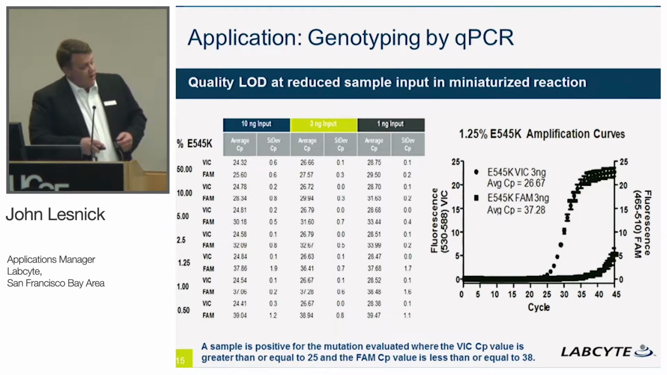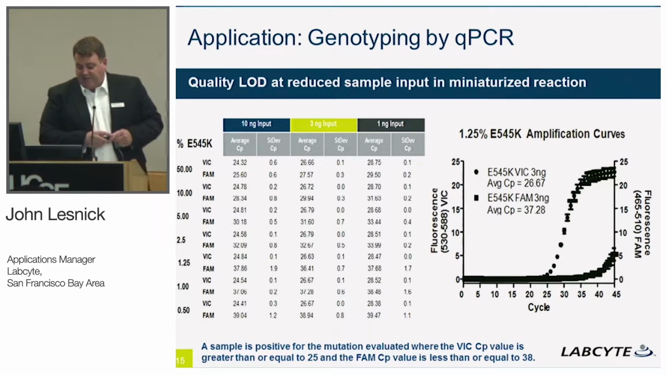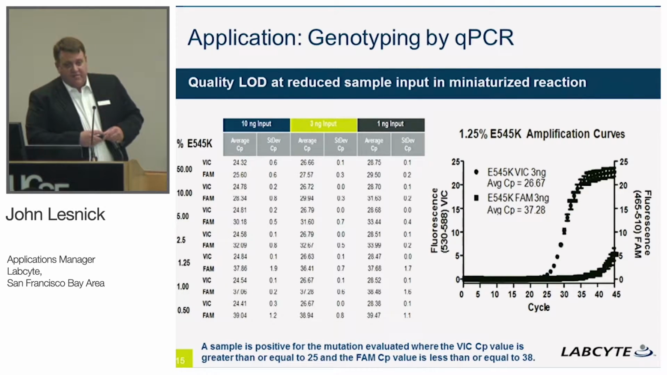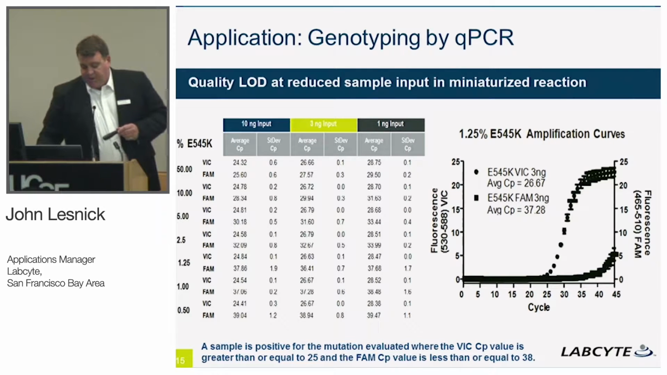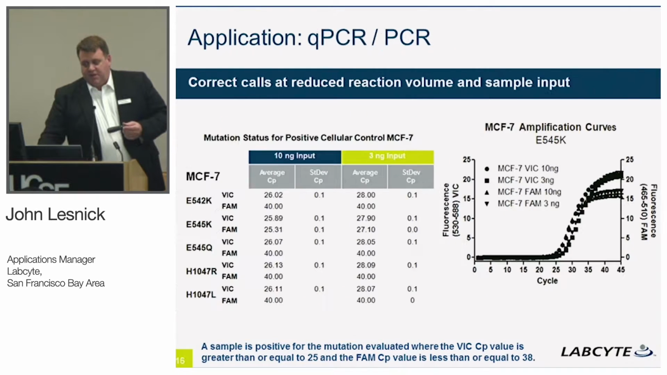In the graph over on the right, we're plotting the reaction curve at 1.25% mutant amplification curves. And in this case, we've got the 3 nanograms with an average CP of 26 and the average CP for FAM at 37. So this is going to be a positive call using 3 nanograms per microliter, or 3 nanograms per reaction in the reduced 3 microliter volume. This would be equivalent to the kit recommendations. So again, we're showing that we're not reducing any of the quality of data that you can generate from reducing the input amount or the reaction volume.